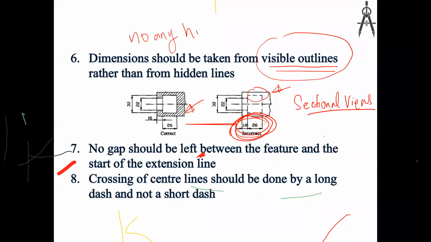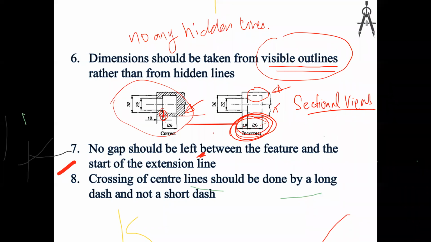No hidden lines. When you are showing hidden details, you shouldn't use a normal view. You should use a sectional view to show your dimensions. Okay. Here also you can see this dimension guideline is not going inside. Okay, not going inside. That is stop on this surface.